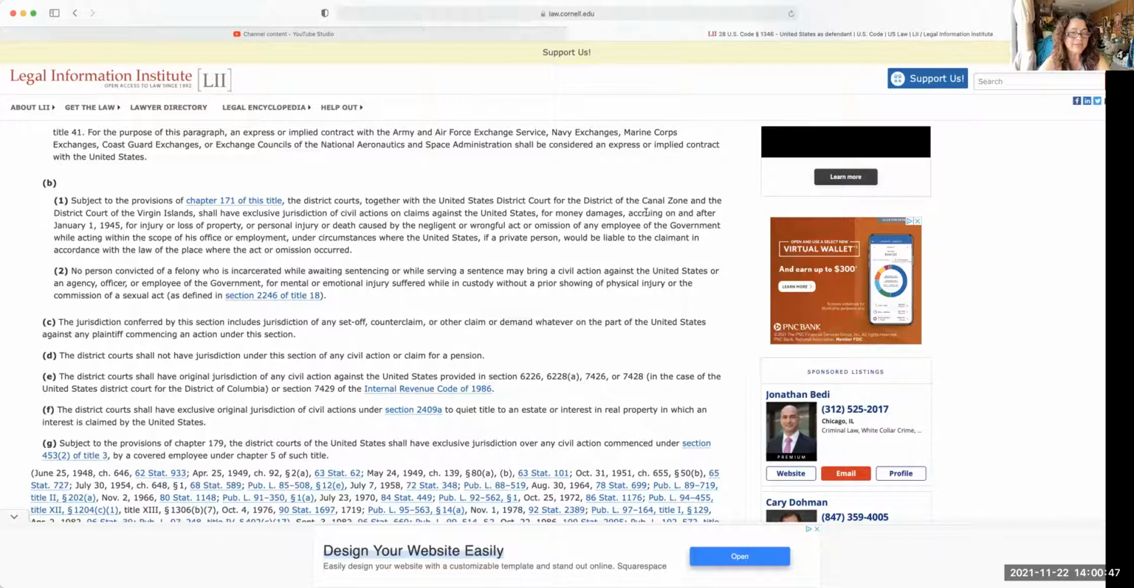Something got birthed through the canal of the Virgin. I'm just saying. Shall have exclusive jurisdiction of civil actions. They're the ones that have exclusive jurisdiction. These other courts don't have jurisdiction. But this one up here, the Virgin Canal, the United States District Court, they're the ones that have exclusive, just them.